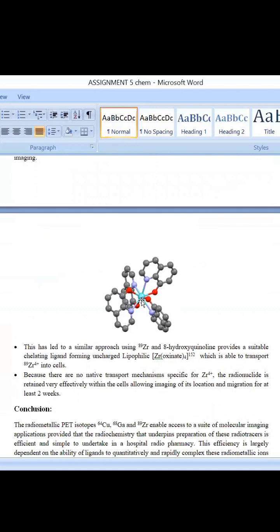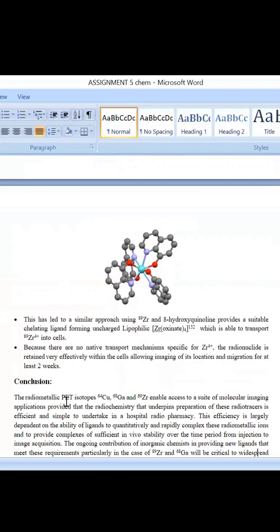This is the structure of zirconium oxinate. This has led to a similar approach using zirconium-89 and 8-hydroxyquinoline, which provides a suitable chelating ligand forming uncharged lipophilic zirconium oxinate, which is able to transport zirconium-89 to cells. Because there are no native transport mechanisms specific for zirconium, the radionuclide is retained very efficiently within the cells, allowing imaging of its location and migration for at least 2 weeks.